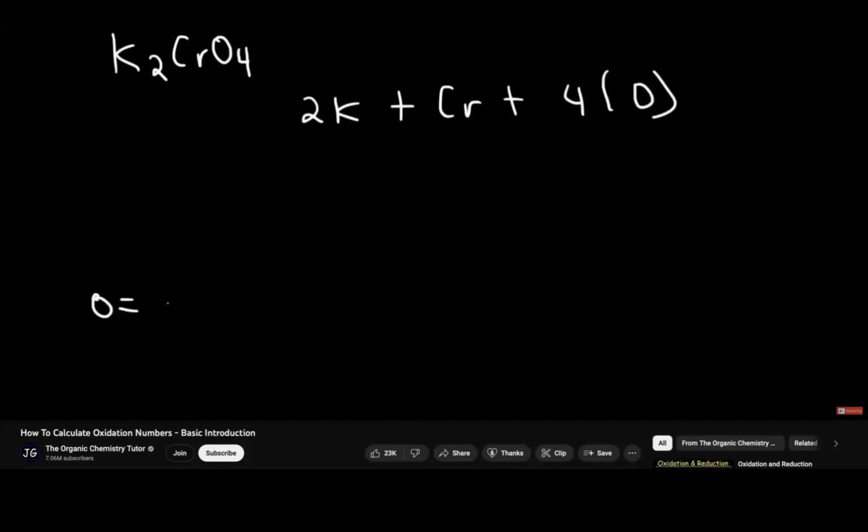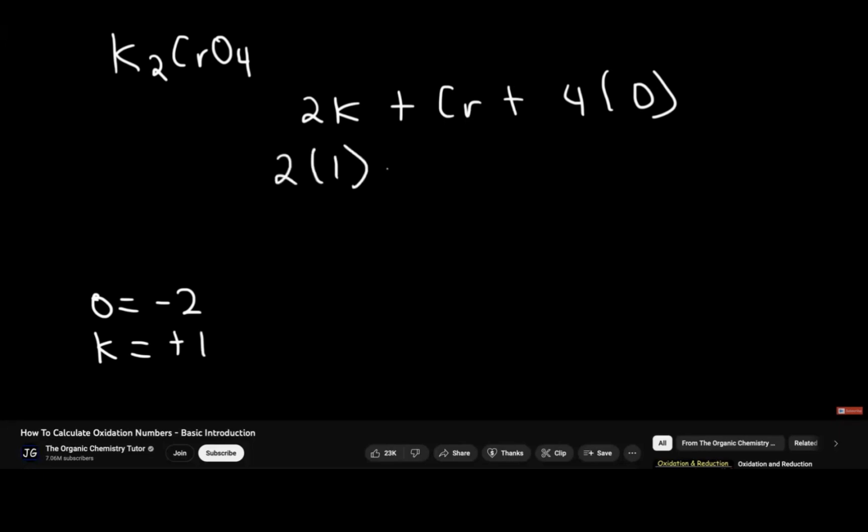Go ahead and try this one, K2CrO4. Find the oxidation state of every element in that example. So we have 2 potassium atoms, a chromium atom, and 4 oxygen atoms. Now we know oxygen is going to have an oxidation number of negative 2. Potassium is an alkali metal, which all have a positive 1 charge. Chromium is a transition metal, and it has a variable charge, so that's the one we've got to solve for.